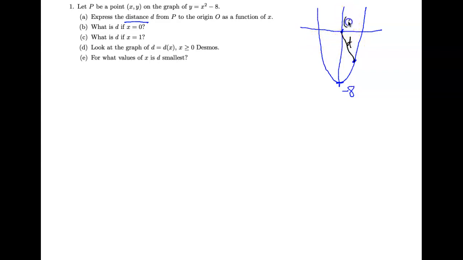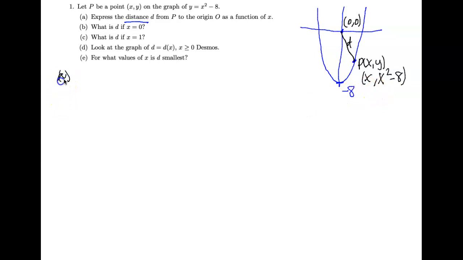And so here's (0, 0). And this is our point P, (x, y). But we are given the equation y equals x squared minus 8 right here. And so what that tells us is that this point is also represented by (x, x squared minus 8). And so now I have my two ordered pairs. I can use the distance formula to express the distance between (0, 0) and (x, x squared minus 8).